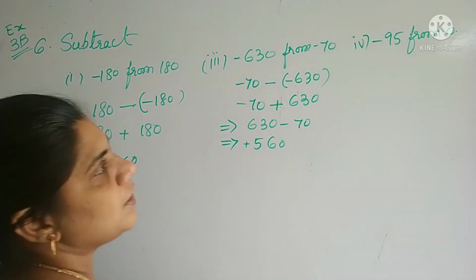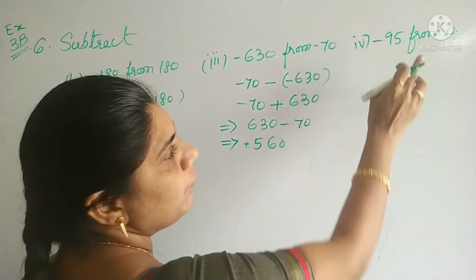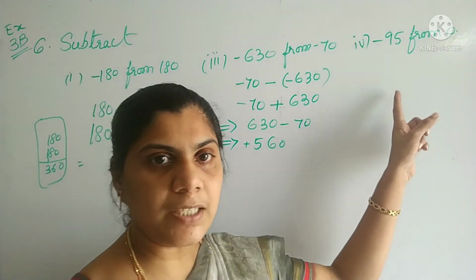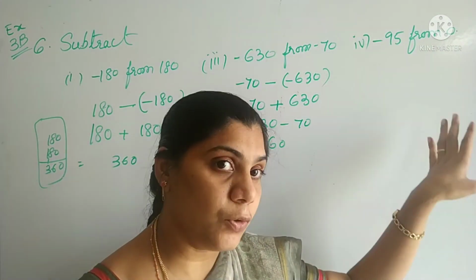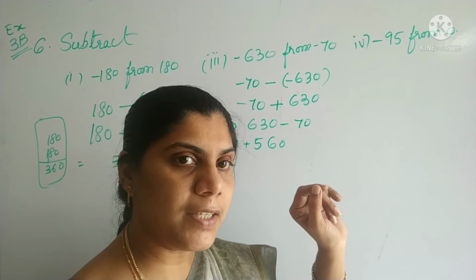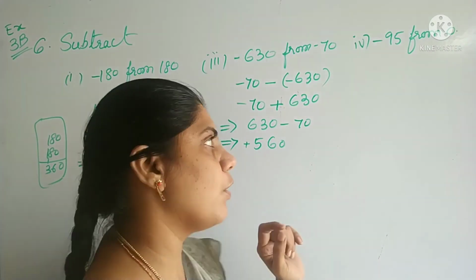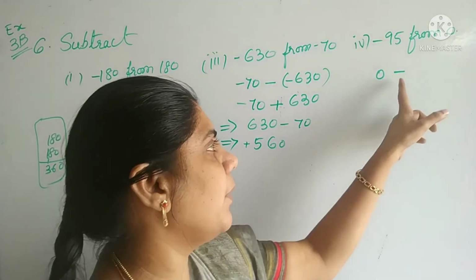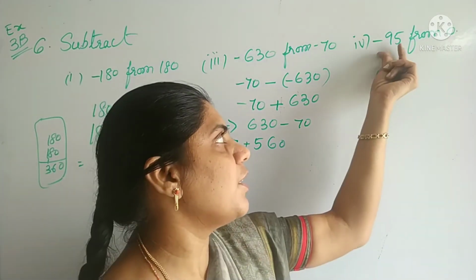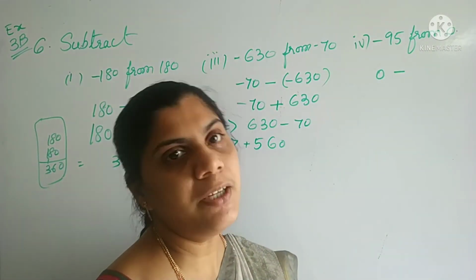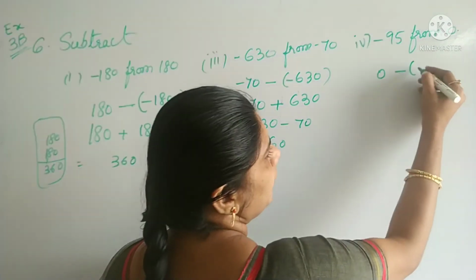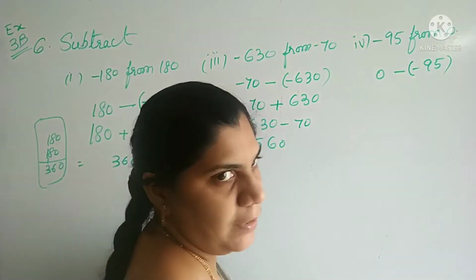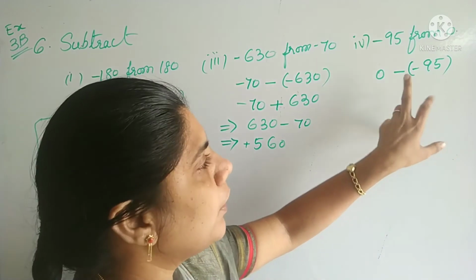Okay. Now see the next one. Minus 95 from 0. Here we have to subtract minus 95 from 0. Which number do we have to write first? The number after "from" we write first. 0, and we are doing subtraction, so I am keeping minus. Next I am writing the first number. What is the first number here? Minus 95. Within the brackets write down minus 95.